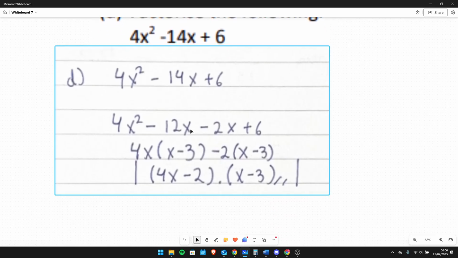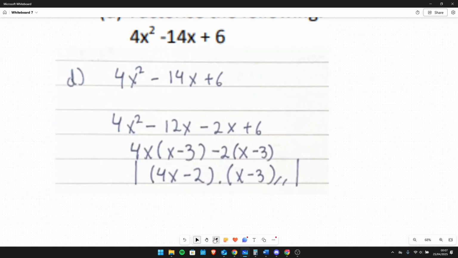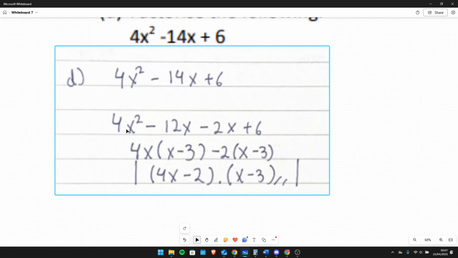But apart from this, what I could do was I took 4x out. I'm relating these two first and then these two later. So what am I doing here? 4x. If you take 4x out of this, you get x. Minus, if you take 4x out of minus 12x, you have 3. So we have x minus 3.